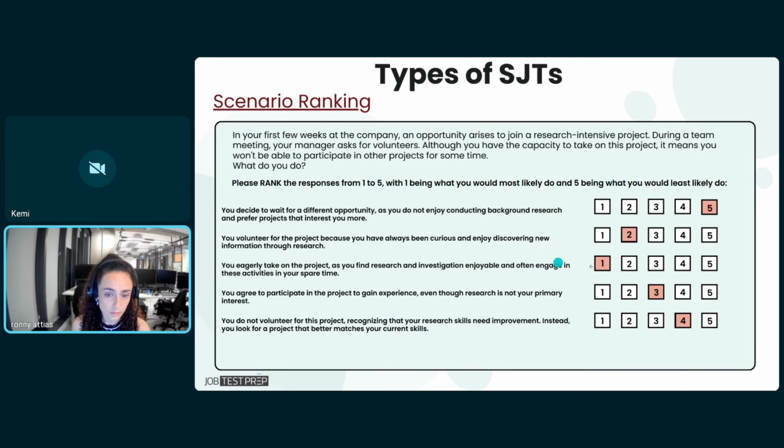So usually when you rank your answers, it looks something like this. Notice each statement gets exactly one type of ranking. You cannot rank two statements as two, for example. Okay. And in this case, what am I least likely to do, which I ranked as 5, is option A, which states you decide to wait for a different opportunity as you do not enjoy conducting background research and prefer projects that interest you more. This shows a little bit of selfishness and unwillingness to partake in something new and to challenge yourself.